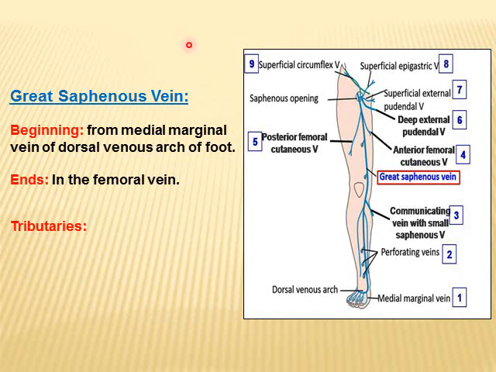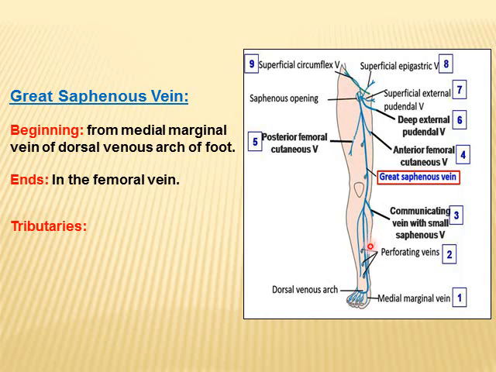Great saphenous vein. It begins from the medial end of the dorsal venous arch of the foot. It ascends on the medial side of the dorsum of the foot and passes in front of the medial malleolus. Then it ascends obliquely on the medial side of the tibia to reach the back of the knee joint, and finally ascends upward and laterally to terminate in the femoral vein.